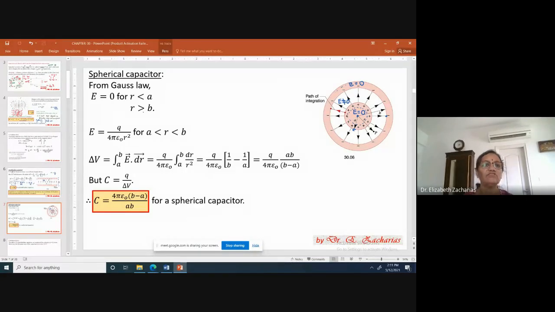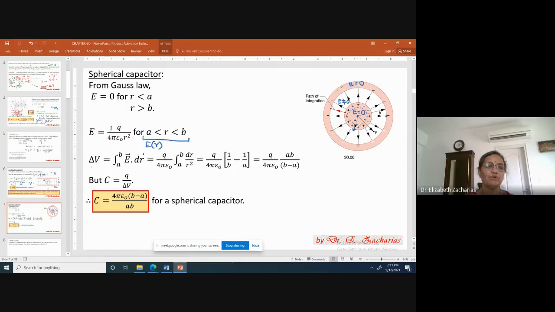And what is the electric field? The electric field in this region will be given by E is equal to 1 by 4 pi epsilon naught into Q by R square, which is simply the expression that you use for a point charge. This behaves like a point charge. So the electric field in the gap is given by 1 by 4 pi epsilon naught Q by R square, for the region A less than R less than B, that is between these two plates.